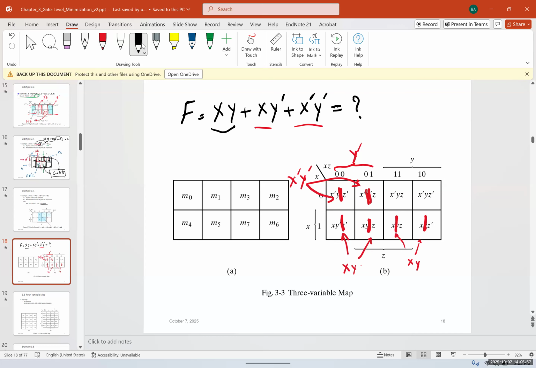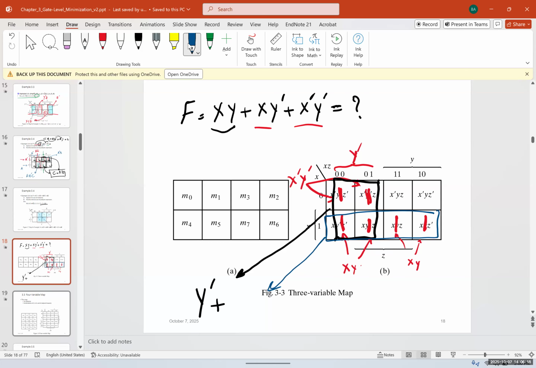Now to simplify them, I can combine these four, and I can combine these four. If I combine the black ones, the one in the black square, I would have, what do I have? Y prime. And the ones in the blue gives us what? X. So it's going to be x plus y prime, or y prime plus x. And if you solve it using Boolean algebra, it's going to be more difficult, but you're going to get the same answer.